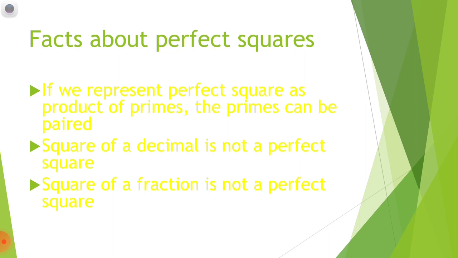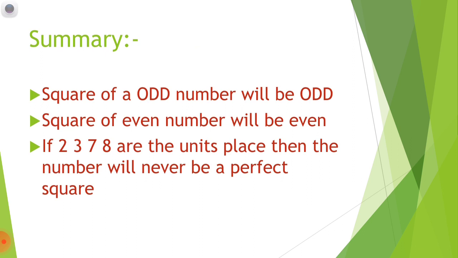Next, they also gave that square of a fraction is not a perfect square. Why? Because when you convert the fraction into numbers, it will come as decimals. So we can't do it. If we cancel the fraction and a whole number comes, then we can do it.